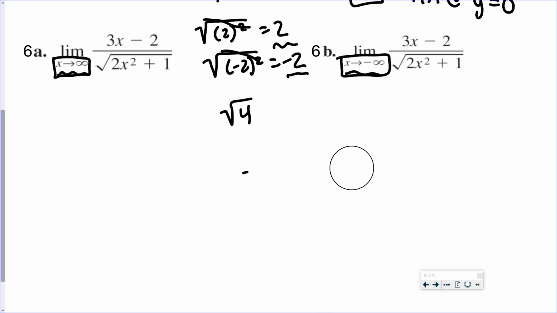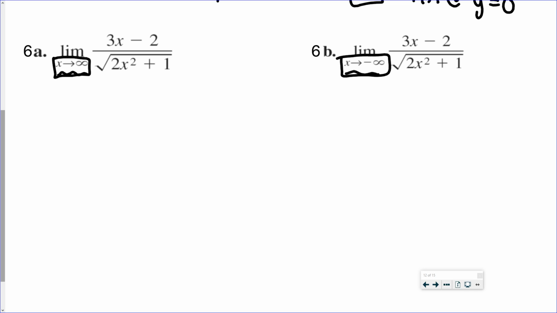So what I mean by that is when we do that algebraic step of dividing by the largest power and we square root x squared, it might come out to be a positive x, or it might come out to a negative x. Because I have polynomials on top and a radical, I still can divide by the largest power of x. Technically my largest power of x is x squared, but it's underneath a radical. So we're really dividing by the square root of x squared. That's your largest power here.